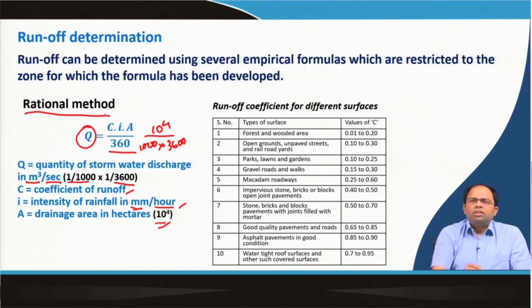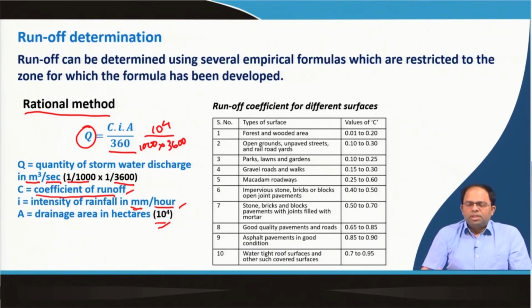So, this is the equation that we use, and as you can understand, we can change the coefficient of runoff to determine on which surface this particular rainfall event is happening, and based on that we can determine the runoff for that particular kind of surface.